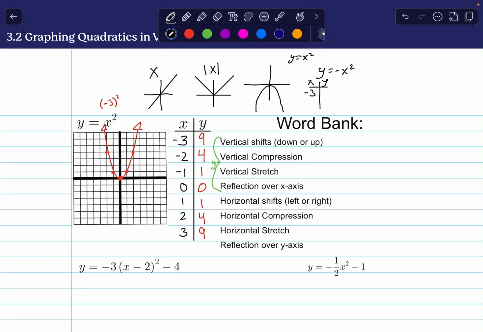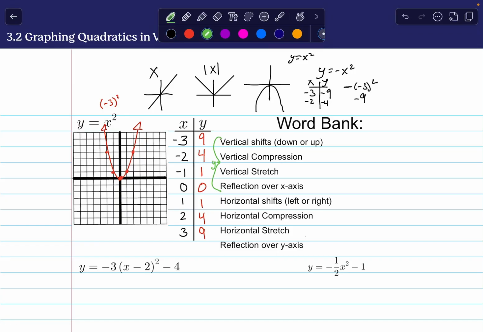So let me show you graphically what happens. So -3, I'm going to put -3 squared. That becomes a 9, but then I attach that negative to the 9. So notice how the outputs, the y's, are actually the ones that are changing. They are now being positive or negative. So that's what's changing when we have this negative.